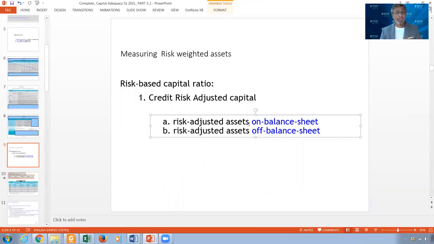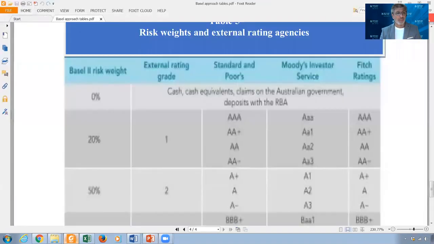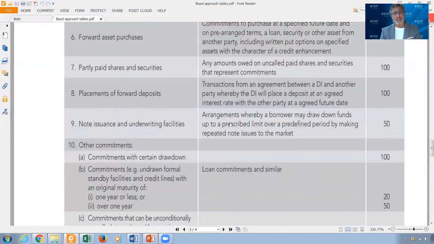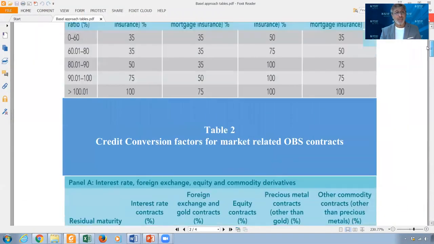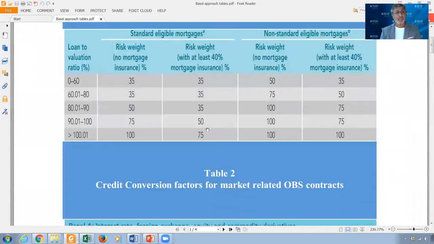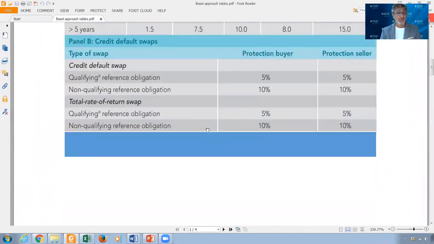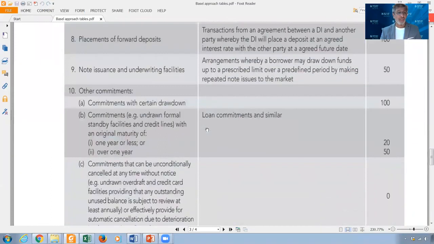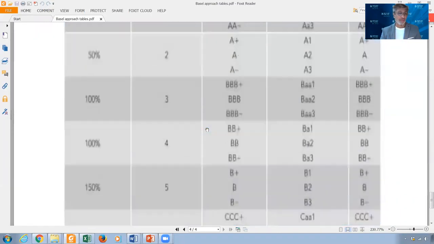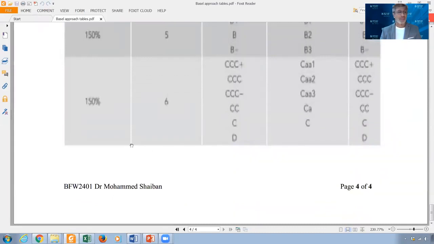We have on-balance sheet, and we have the off-balance sheet. And we have to use these tables. These tables will be given to you. They are 5 tables, and I already uploaded them for you under week 11. So we have table 1, and I will tell you how to use it. Table 2, table 3, table 4. This also will be with you in the exam, and table 5, whether the test or the final exam, if it comes. So you don't have to worry about memorizing anything. You just have to know how to apply those tables.